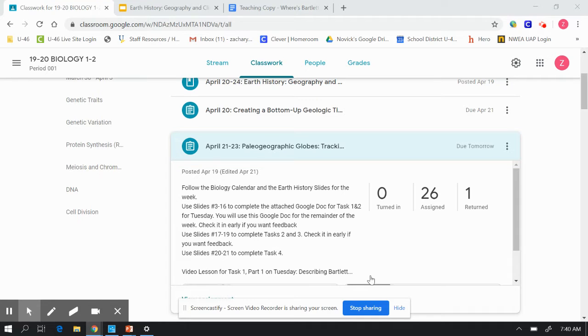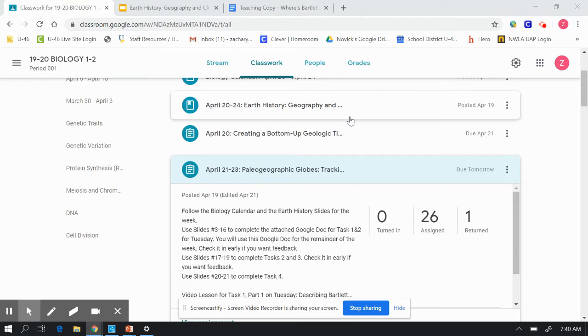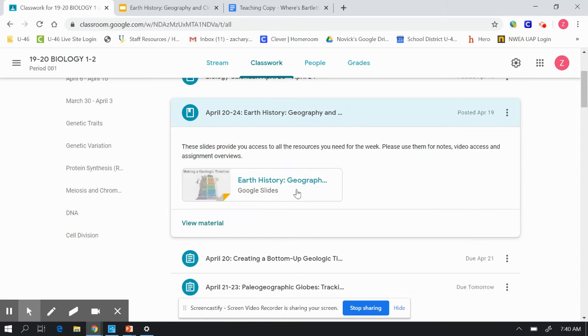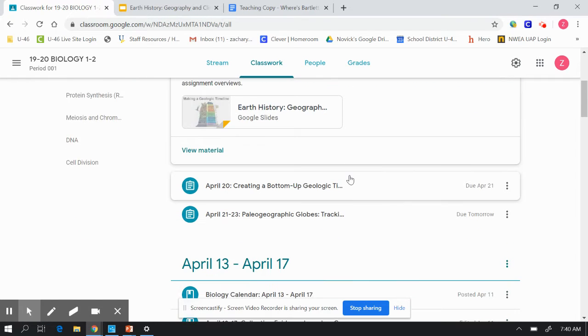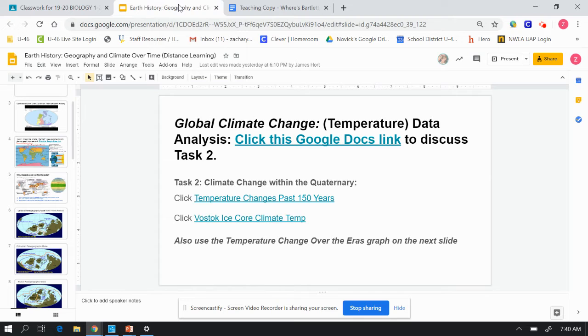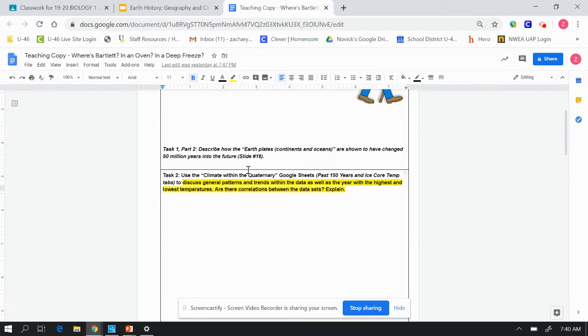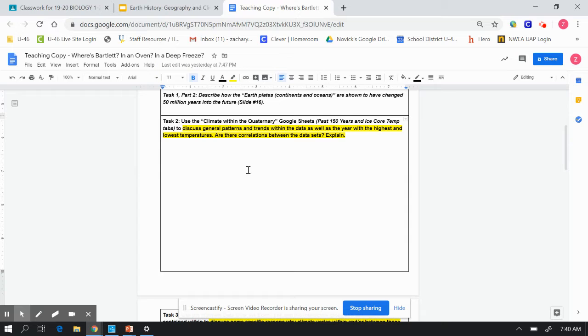It is Thursday, the 23rd, and I'm just here to show you guys how to access today's assignment. So, first of all, you guys know you're using two resources. One, this Google Slides presentation, and two, this document called Paleolithic Globes. I've got them both open over here. Starting at the document, because this is kind of our guidance, today we are working on task 2.